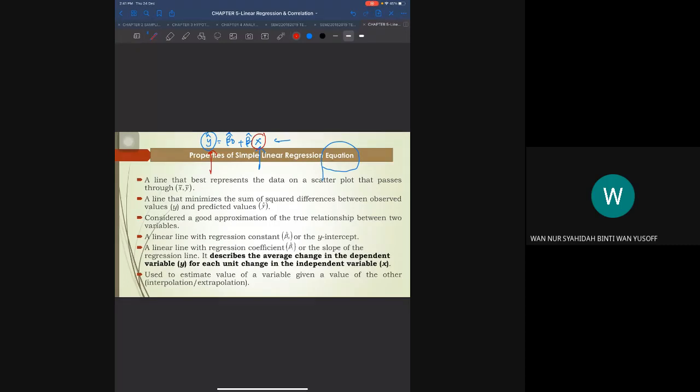The methods of prediction here are interpolation and extrapolation. Interpolation means our prediction is within the scope of our sample data. Extrapolation is outside the scope of our sample data. If we go to extrapolation, the result that you get might be invalid. Sometimes you get a negative value, sometimes the value goes beyond the limit that it should be. So that is extrapolation.